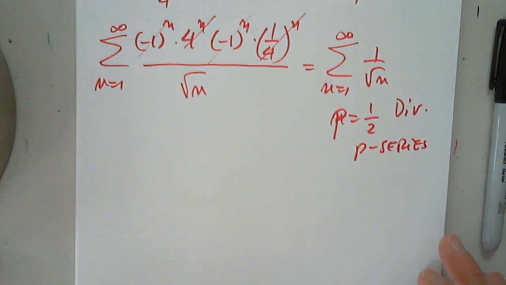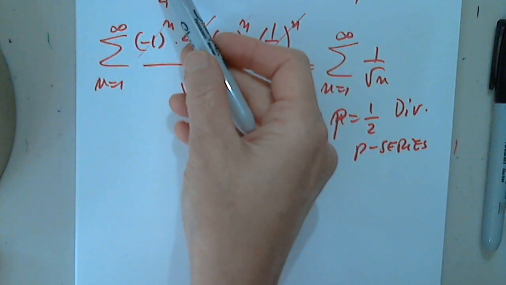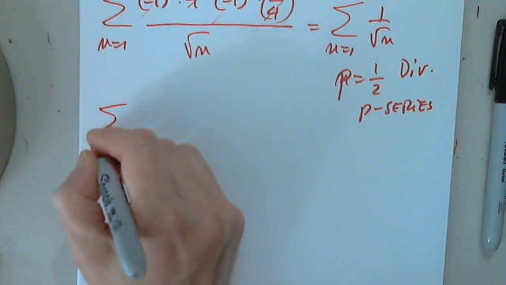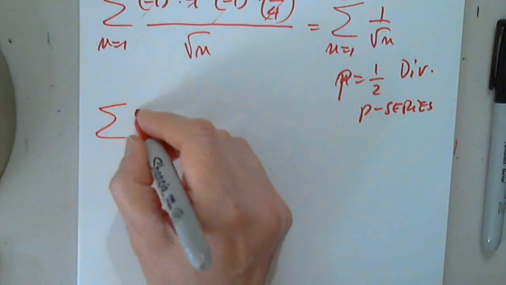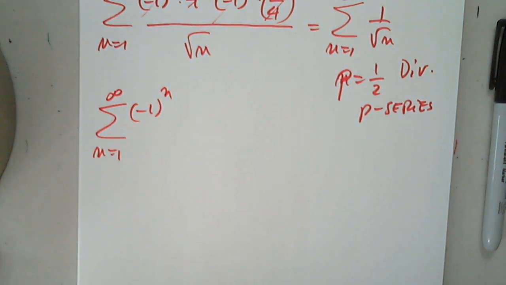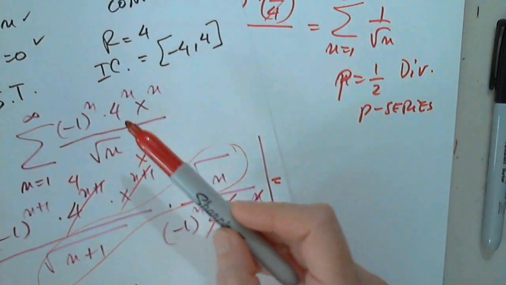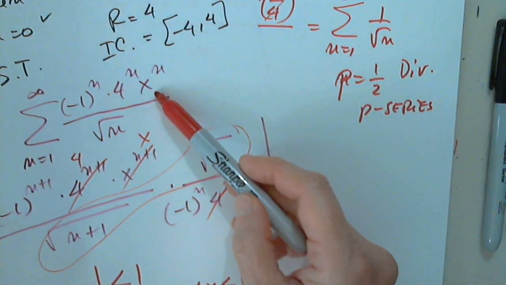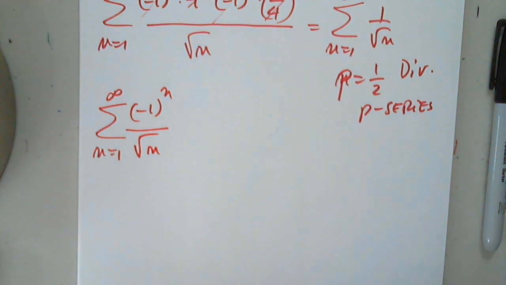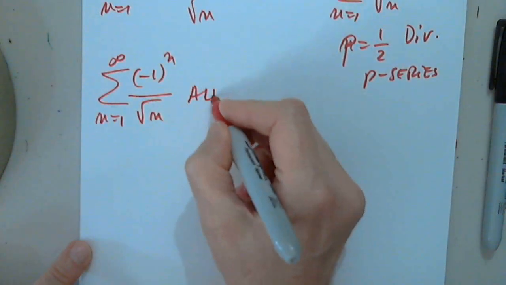Okay, so in this situation, we cannot include -1/4. So we have to analyze now 1/4. So let's see what happens with 1/4. -1 to the nth. Again, we had 4 to the nth power times 1/4 to the nth power. So they go away. But this is an alternating series.